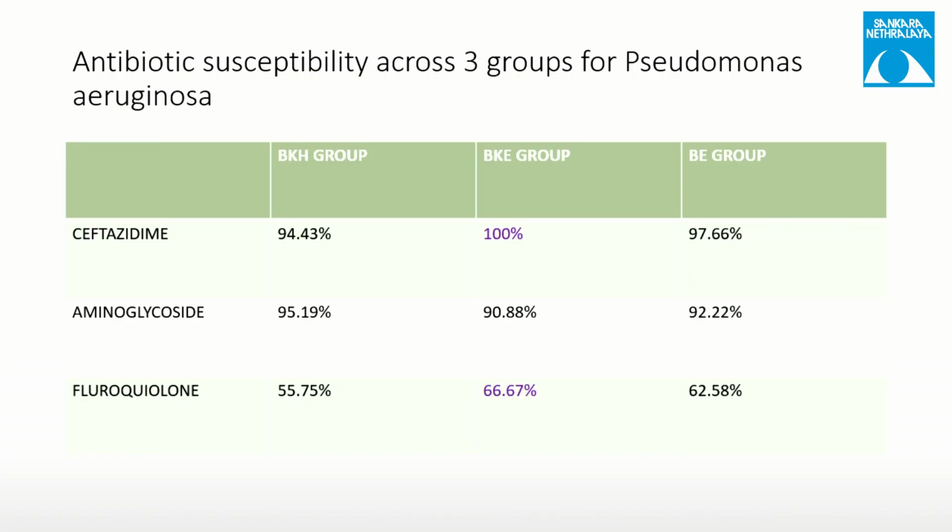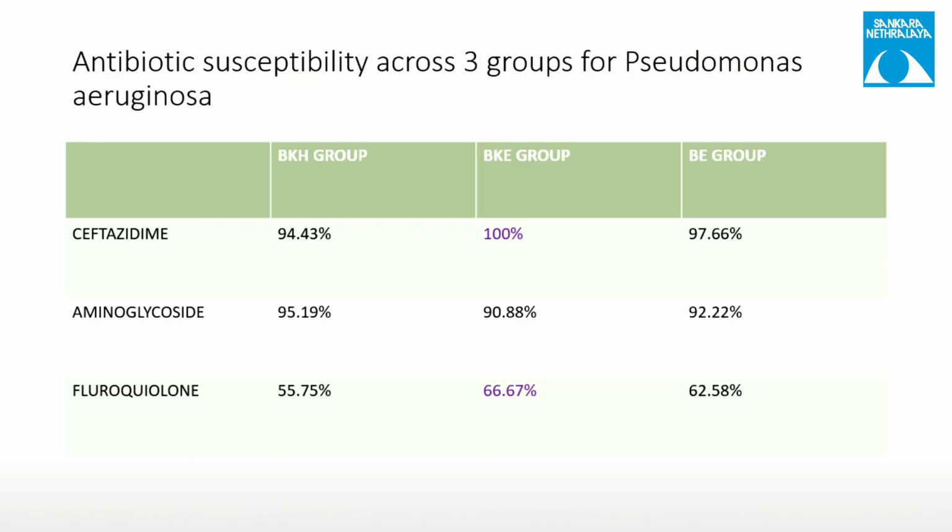So, now we will see the antibiotic susceptibility for Pseudomonas aeruginosa. We will see for ceftazidime, aminoglycoside, and fluoroquinolone. As we can see, this antibiotic susceptibility is almost similar in all three groups, that is keratitis related endophthalmitis and bacterial endophthalmitis group. So this leads to the question: why was Staphylococcus aureus having different antibiotic susceptibility and Pseudomonas having similar susceptibility?